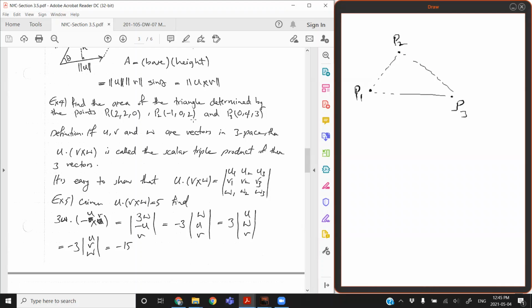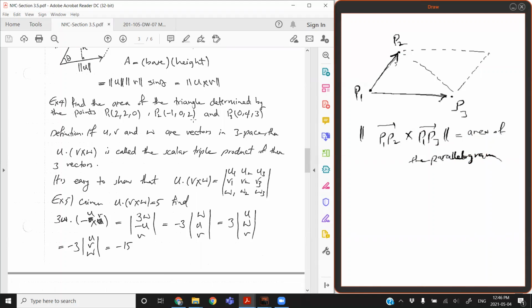So what you can do is this. You create a vector P1, P2. You create a vector P1, P3. And these two vectors together, they form a parallelogram. Area of the parallelogram is going to be the norm of the cross product P1, P2 cross P1, P3. So if you take the norm of that, that's going to be the area of the parallelogram.